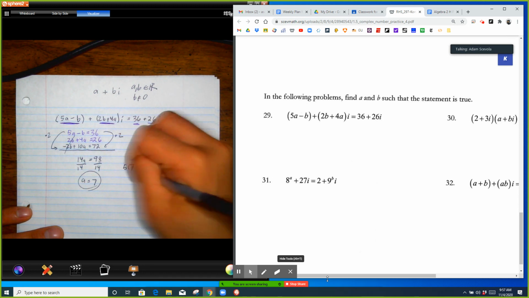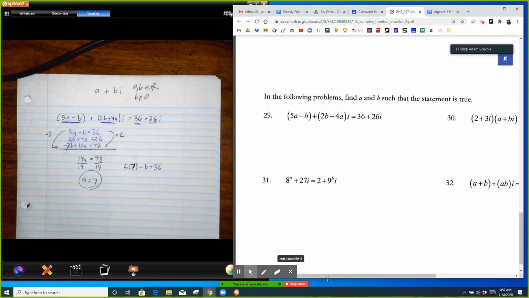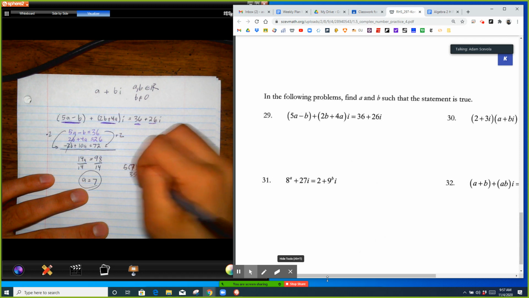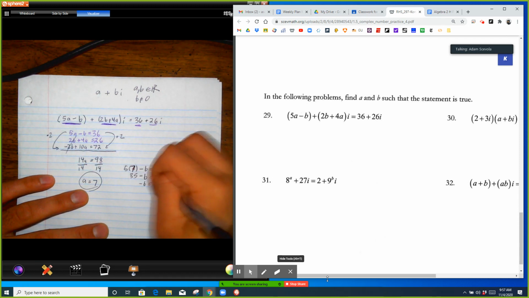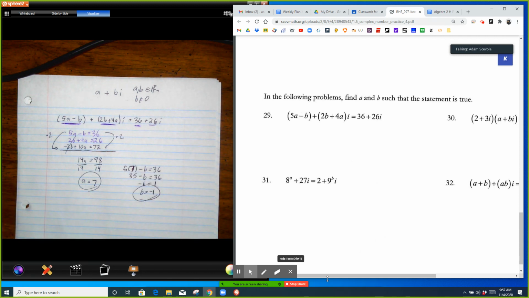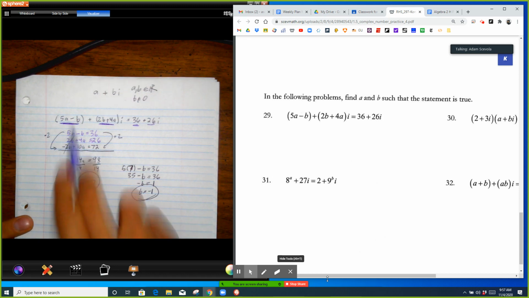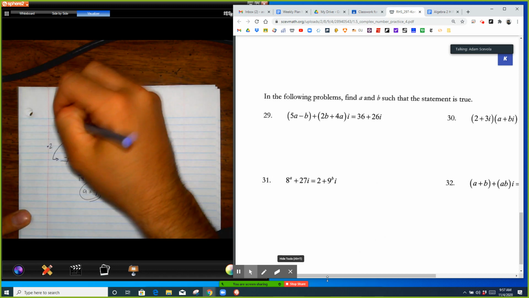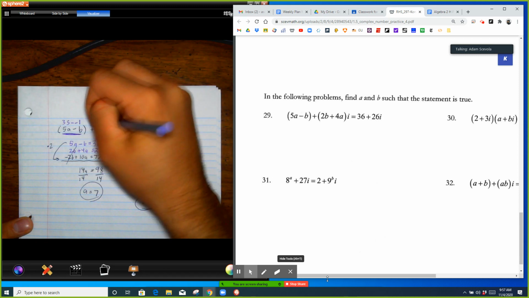All right, then we could check our answer by plugging in a and b into the original, and we get 5 times 7 is 35, minus negative 1, plus 2 times b is negative 2, plus 4 times 7 is 28 times I. All right, and this becomes 36 plus 26I, which is exactly what we want it to equal. So there you go. There's A and B, so that the statement is true.